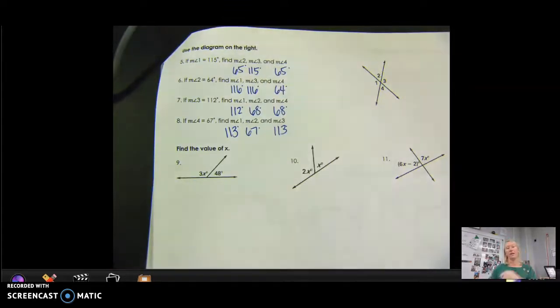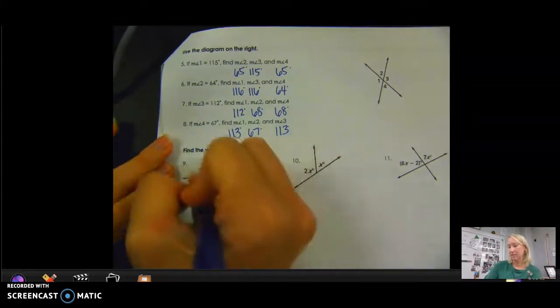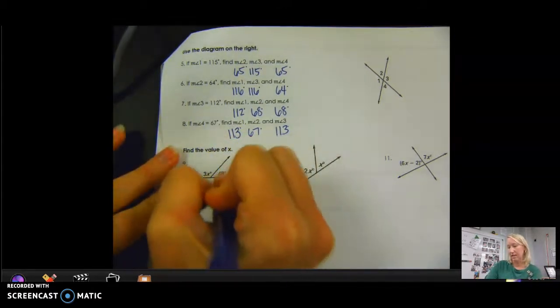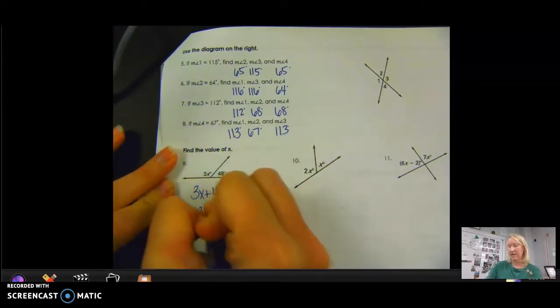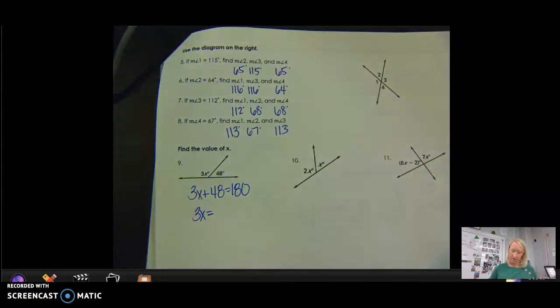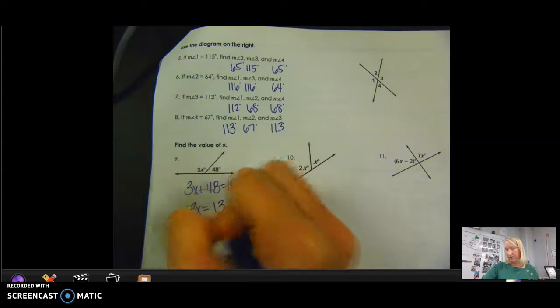Okay, find the value of x. So this plus this equals 180 because they are supplementary. So 3x plus 48 equals 180. So I'm going to subtract 48 from both sides. So 180 minus 48 will give me 132. I'm going to divide by 3, divide by 3.